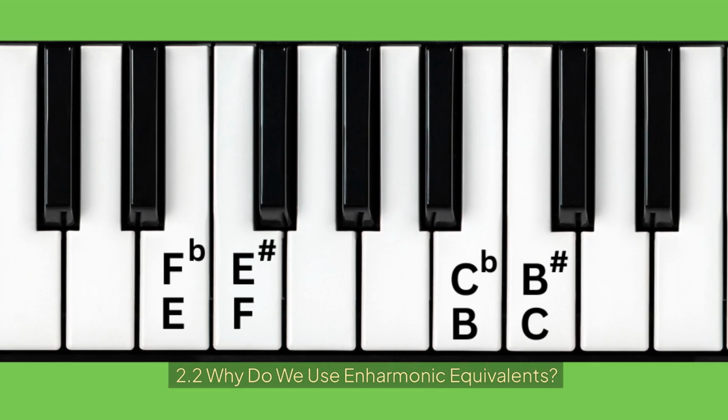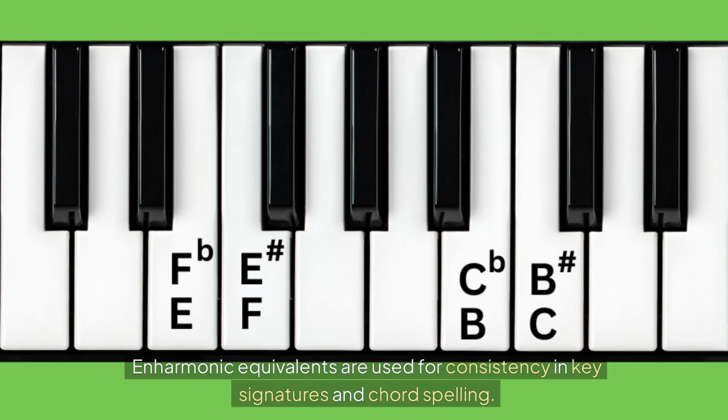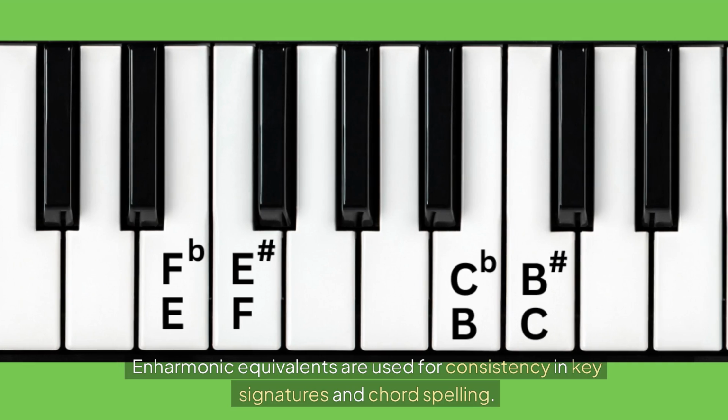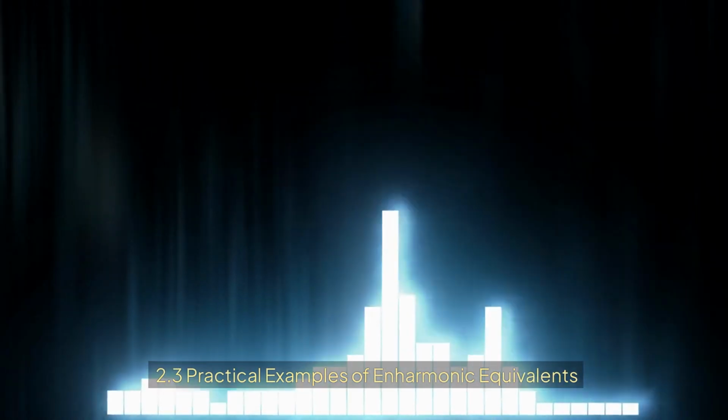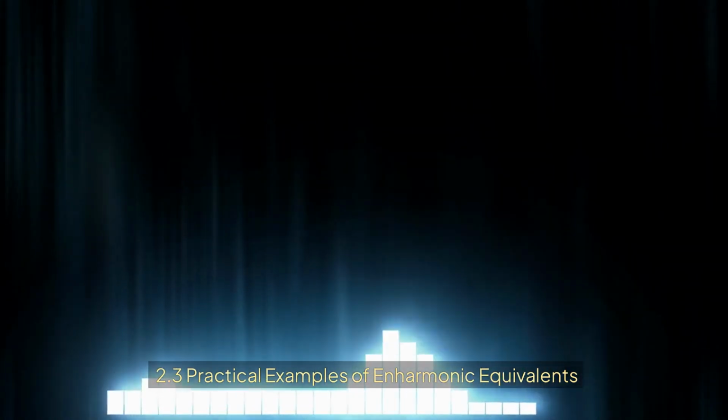2.2. Why do we use enharmonic equivalents? Enharmonic equivalents are used for consistency in key signatures and chord spelling. They ensure that each note of a scale has a unique name. 2.3. Practical examples of enharmonic equivalents.